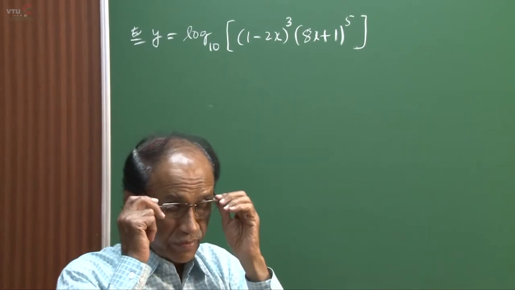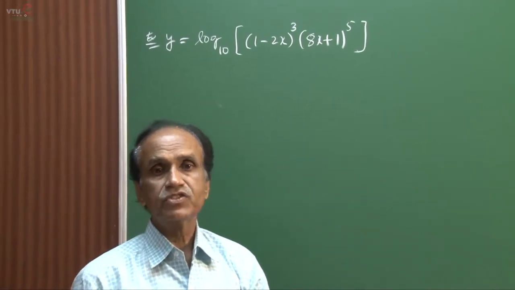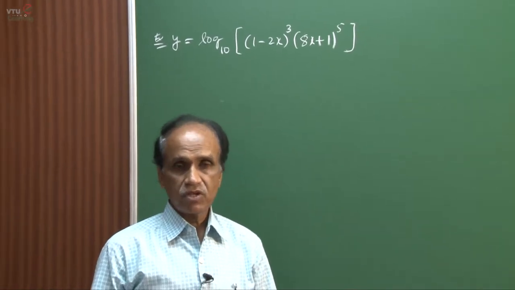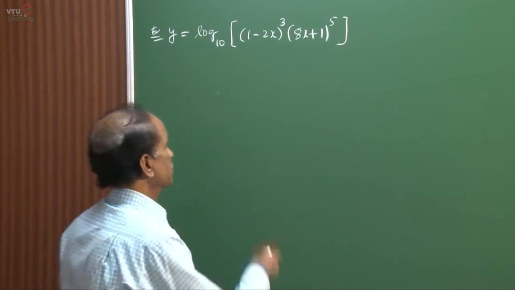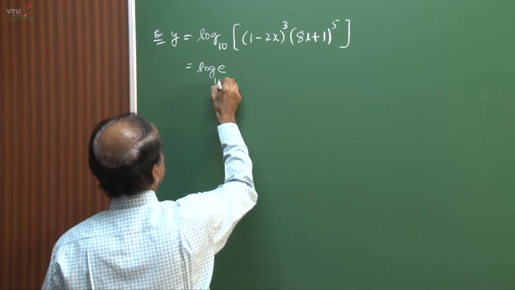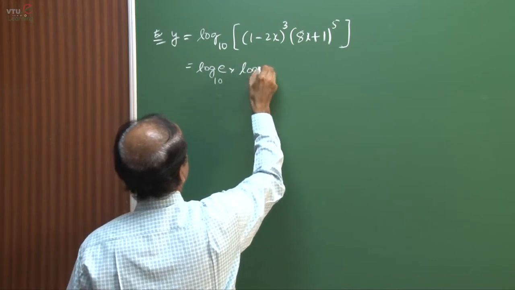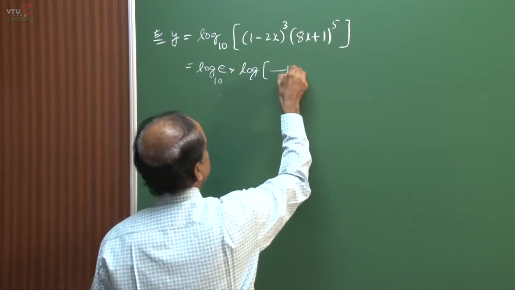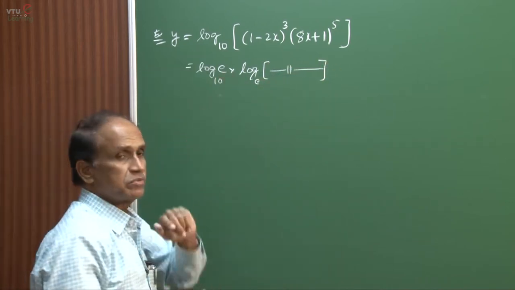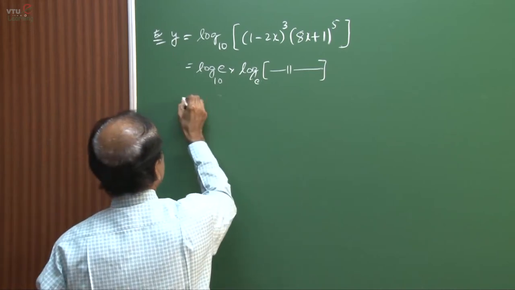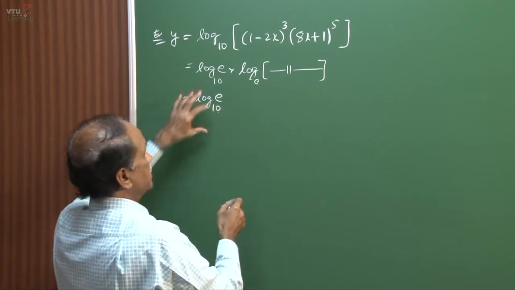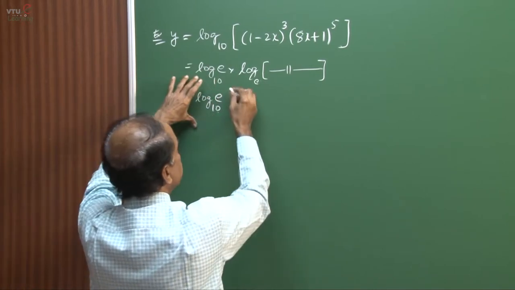In the previous discussion, I was discussing natural logarithms, that means to the base e. To the base e, directly you can take the differentiation, but to the base 10, you have to convert in terms of natural logarithms and then do the differentiation. This is equal to log e to the base 10 into log of the same quantity to the base e. This is from the logarithm formula. Log e to the base 10 will be continued as a coefficient.